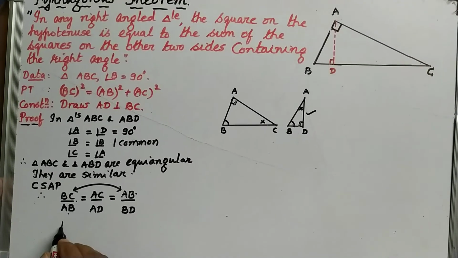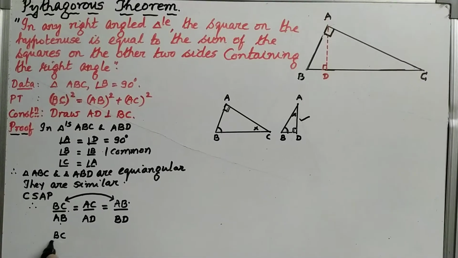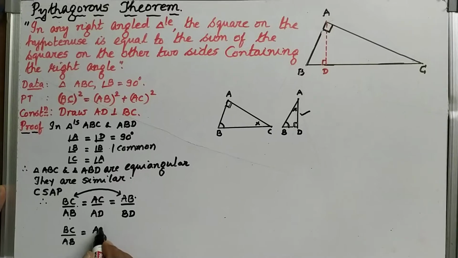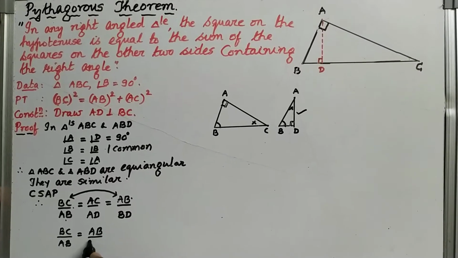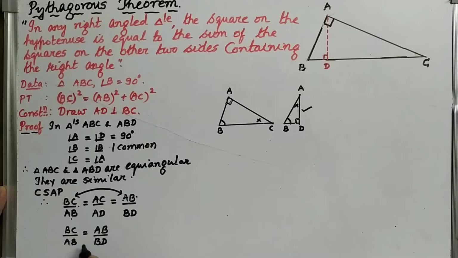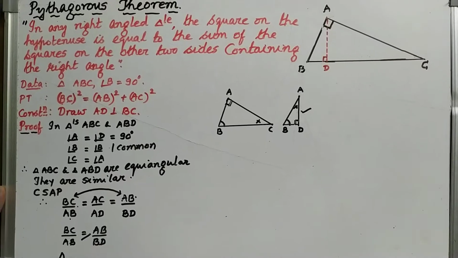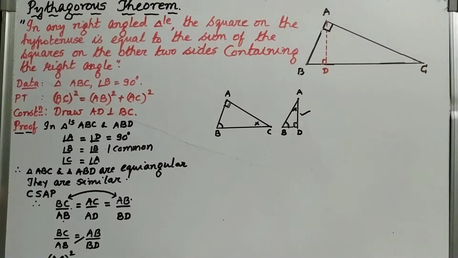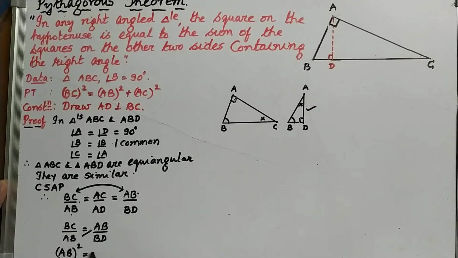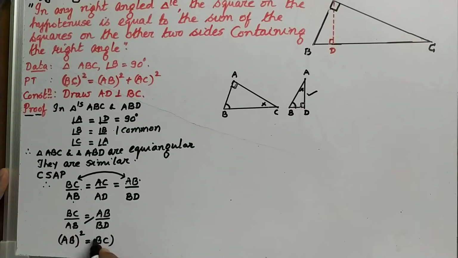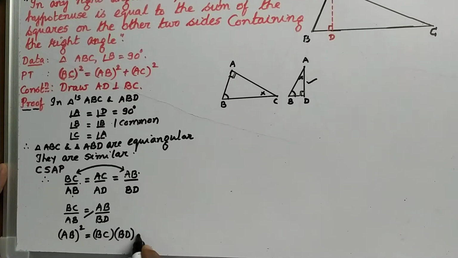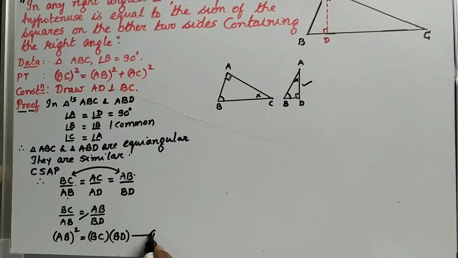Therefore, BC by AB will be equal to AB by BD. Now if I cross multiply, AB into AB is AB square, that is equal to BC into BD. This I will take as equation number 1.